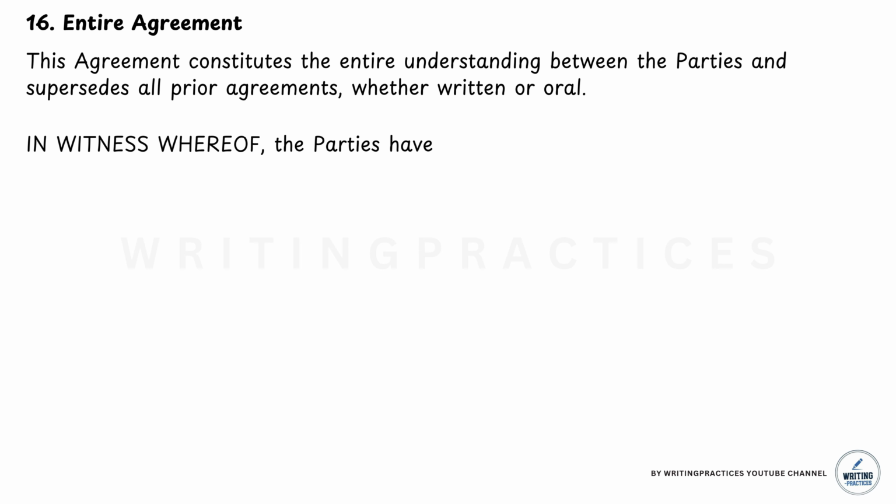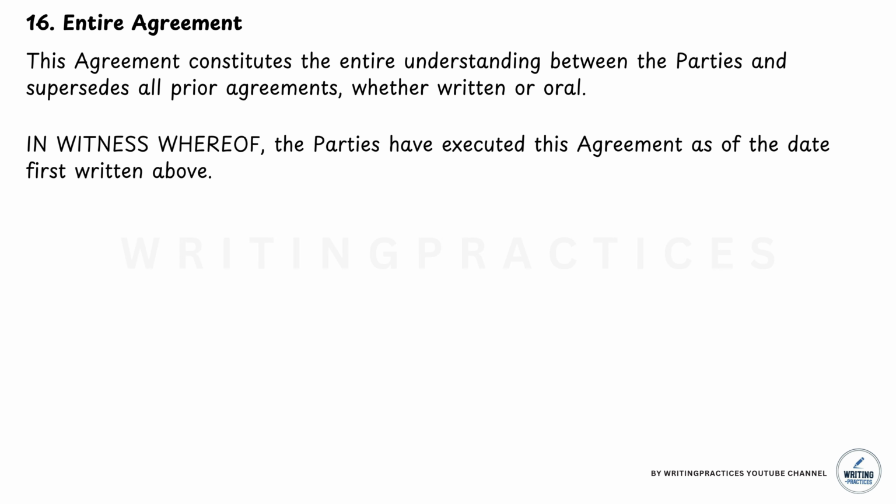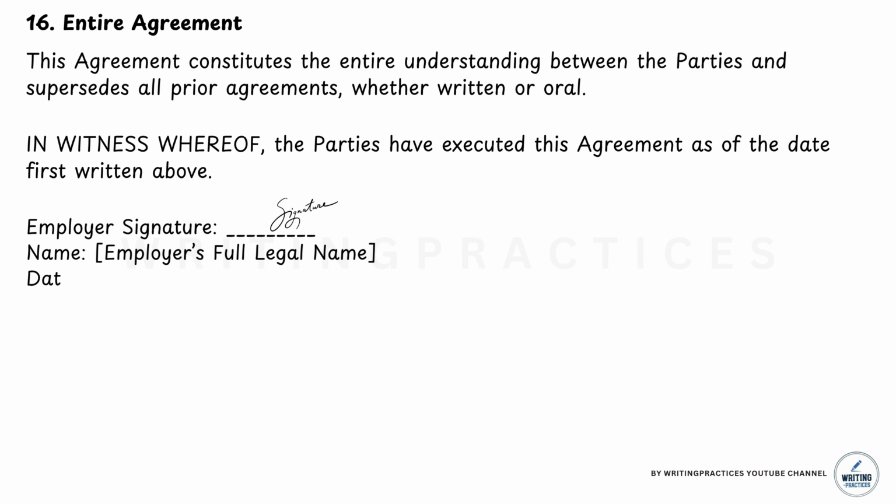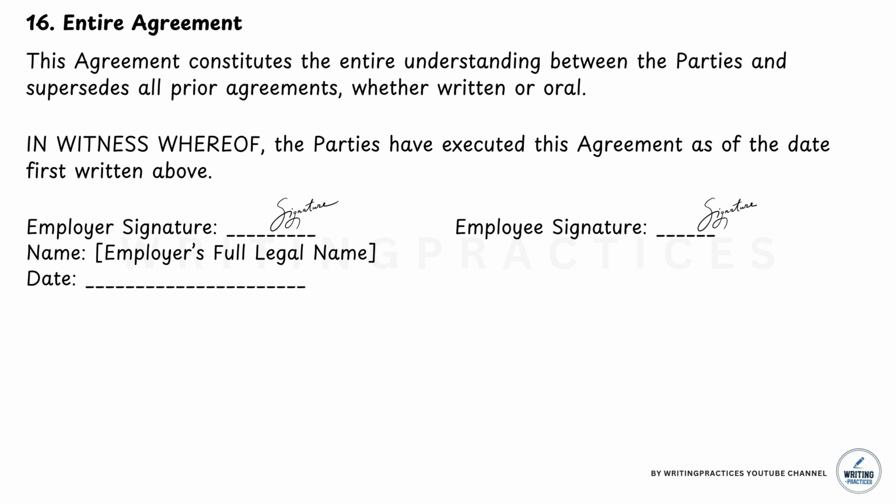Closing statement and signatures. In witness whereof, the parties have executed this agreement as of the date first written above. Employer signature. Name, employer's full legal name. Date. Employee signature. Name, employee's full legal name. Date. Finally, both parties sign and date the agreement.